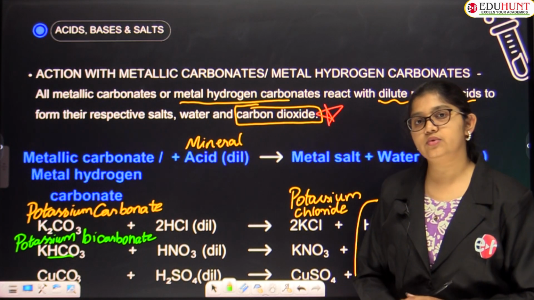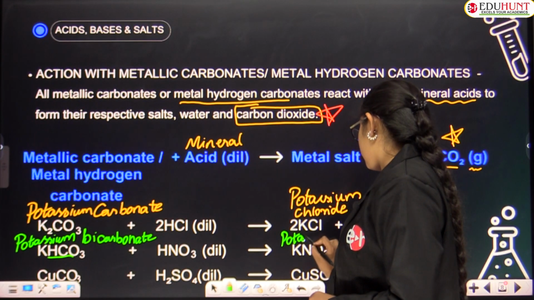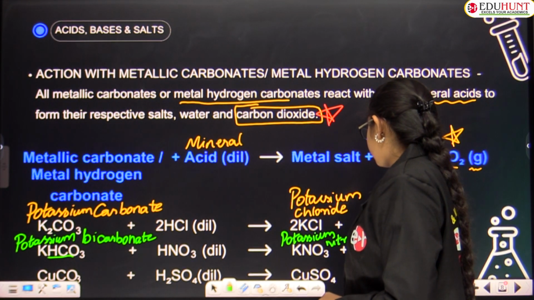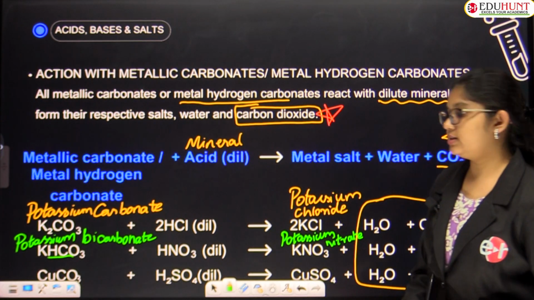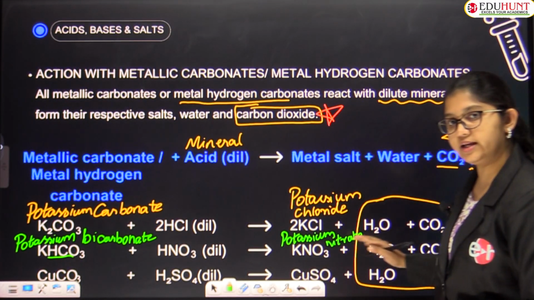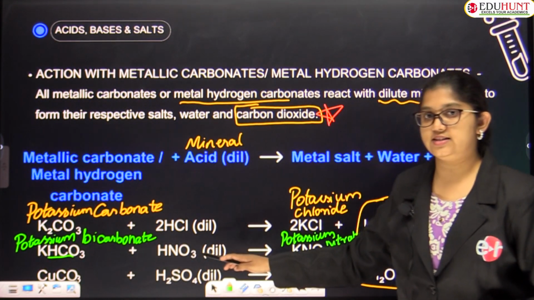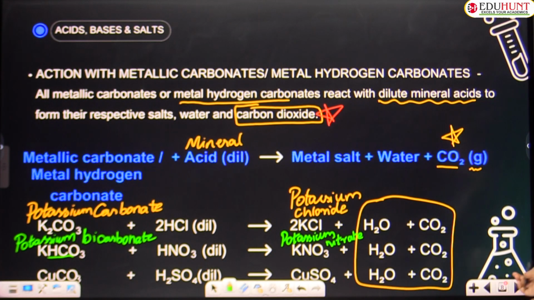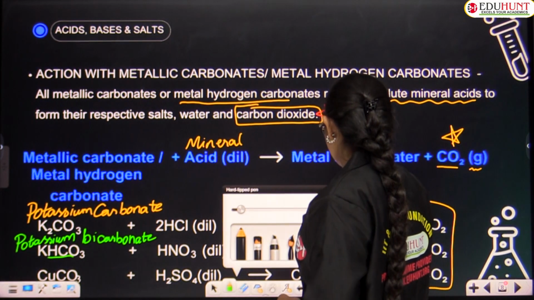What is this? Potassium nitrate. Potassium nitrate, and water and carbon dioxide respectively. Clear? Now, this is all about the second example. Clear now children? Potassium bicarbonate reacting with nitric acid giving rise to potassium nitrate along with water and also carbon dioxide.